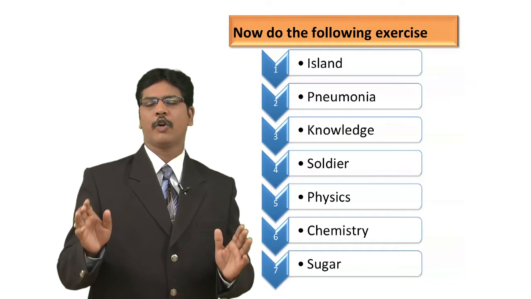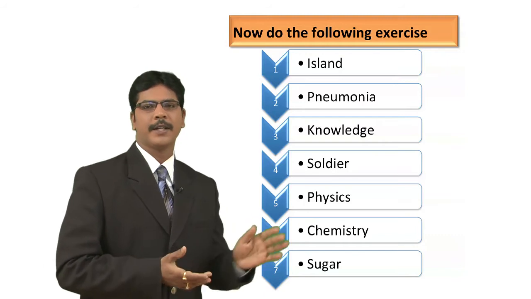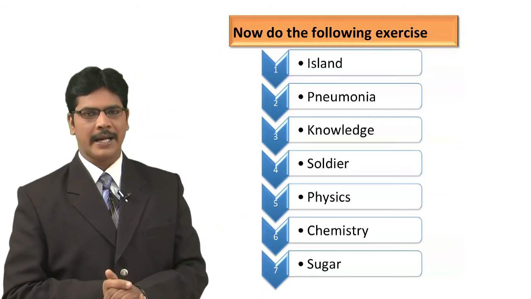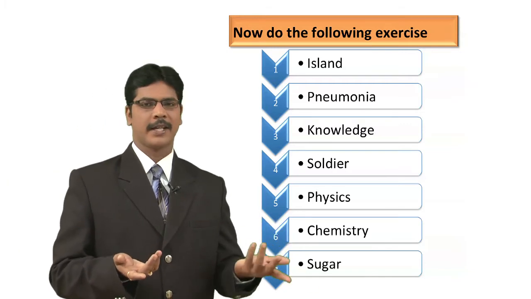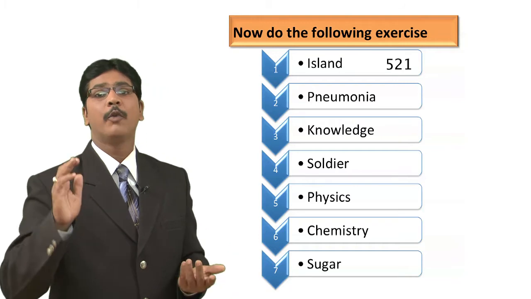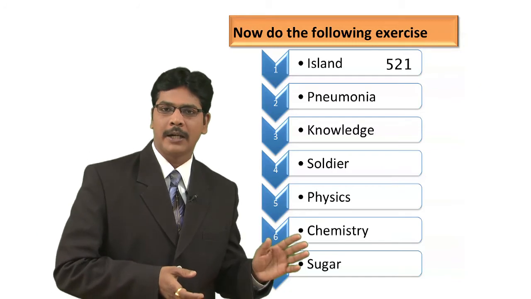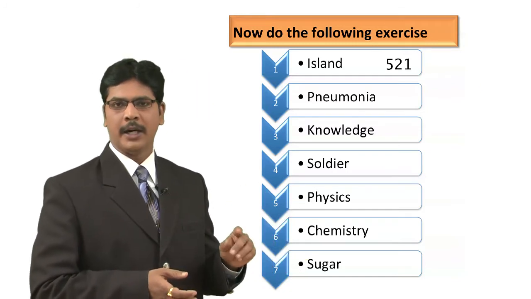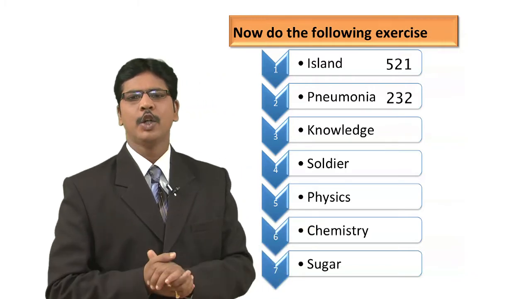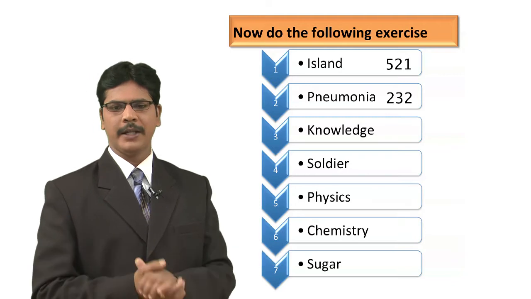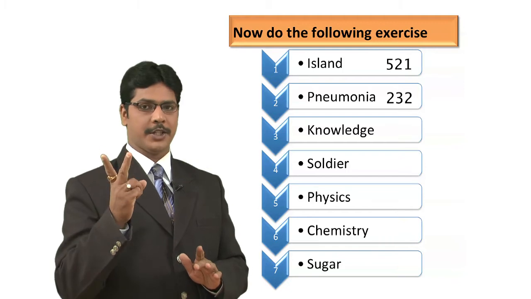Now, if you have accomplished writing the answers for these words, here are the answers. The first word is island. Mind you, S is silent there, is it not? So I is anyways a vowel, S is silent, the remaining thing is land. So the answer should be 521. That's the answer for island. Next it is pneumonia. Now here in pneumonia, P is silent. And for the rest of the word, the answer is 232. That is pneumonia. The next word is knowledge. Two pronunciations are possible.